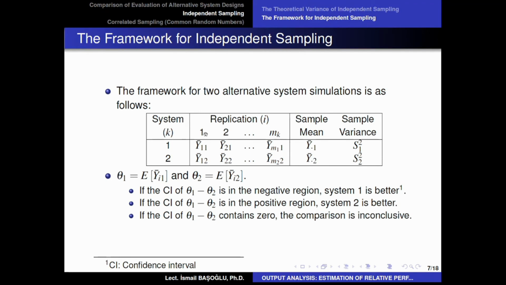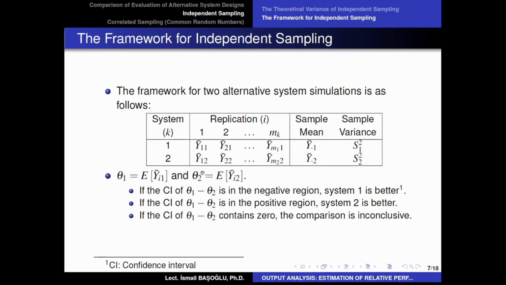And I can also calculate the sample variance across the replications as S1 square and S2 square for the first and the second system design respectively. Now, the true performance metrics are the expectations of these values, if you remember. The expected value of the replication average under the first system design is theta 1, and the expected value of the replication average under system design 2 is the performance metric in system design 2.